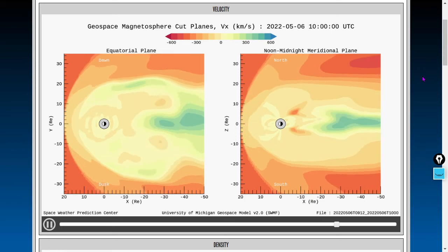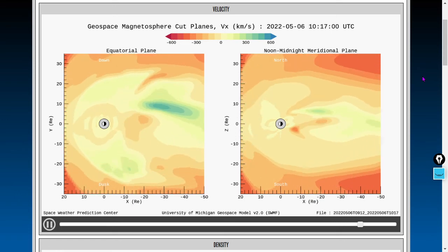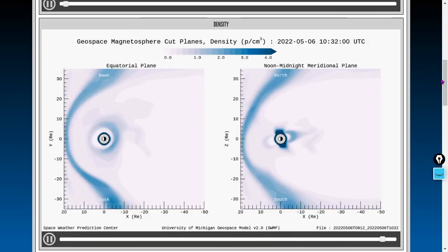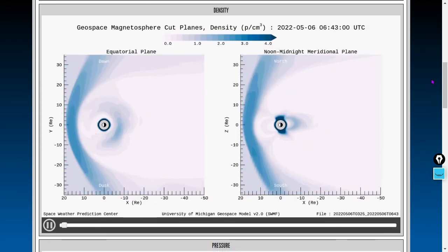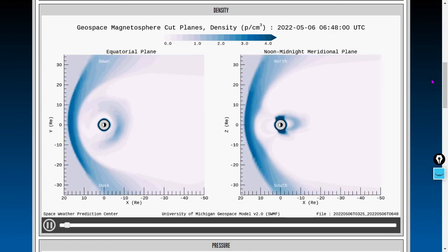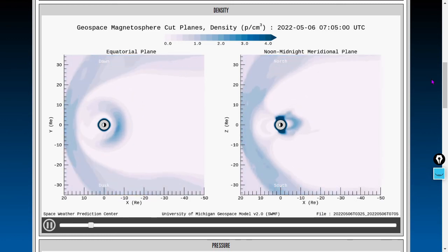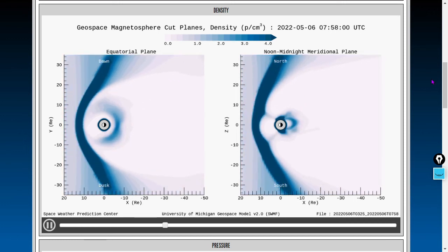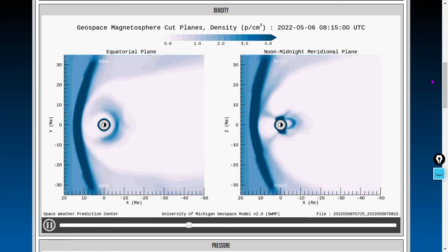It's all based on the Space Weather Modeling Framework. So there's velocity over the past 4 hours. Here is density. This is protons per cubic centimeter. Keep in mind the scale here is only 0 to 4 protons per cubic centimeter, and it's showing high density regions in dark blue, low density regions in white. Again, we've got a very diffuse solar wind here.